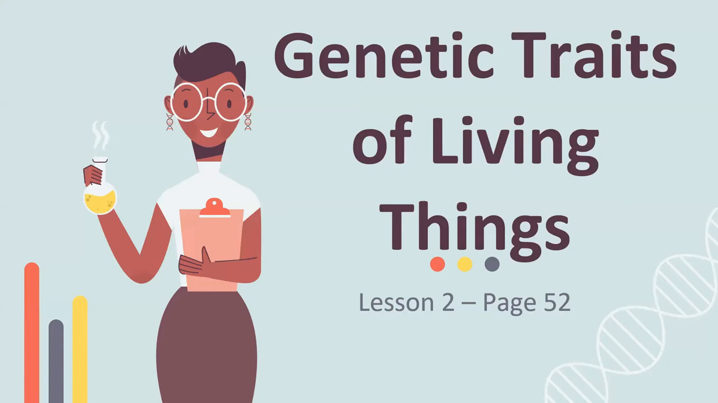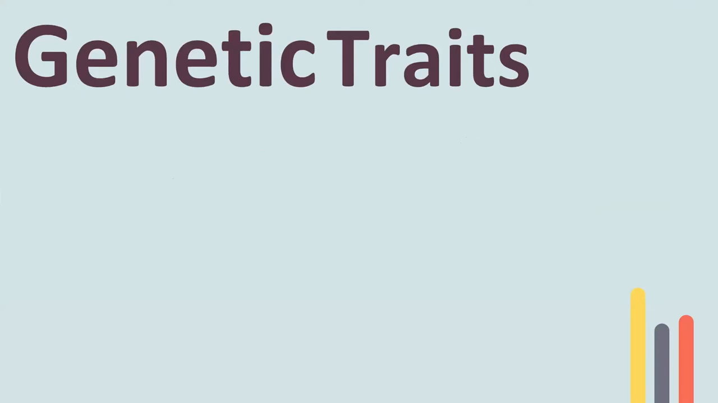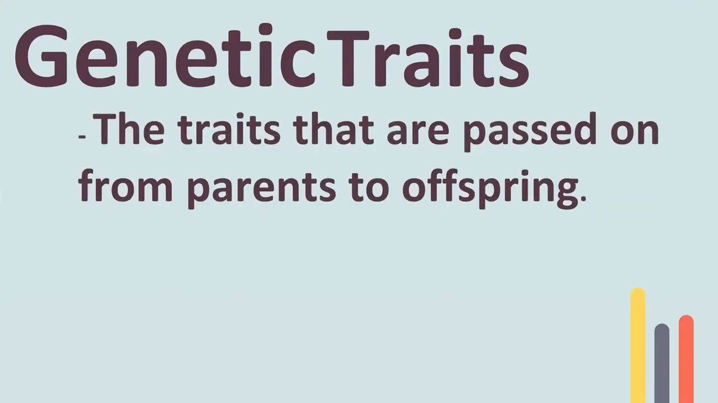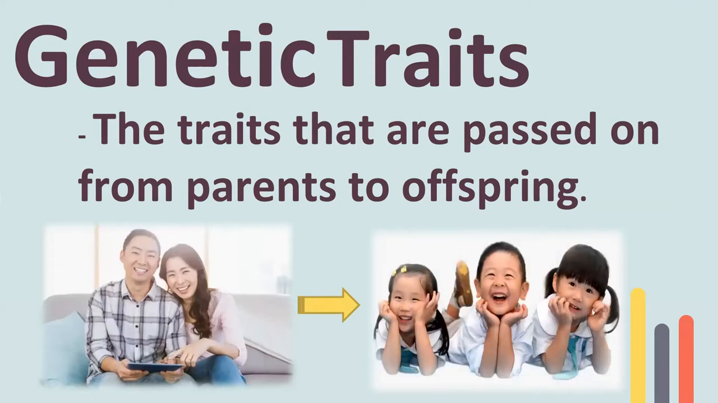You can see this on page 52 of your science book. For this video, I am going to focus only on genetic traits of humans. First, let's define what genetic traits are. These are the traits that are passed on from parents to offspring. Parents pass on their physical traits to their offspring. When a baby is formed, some of the traits from the mother and some from the father are joined to form the baby. These traits are called genetic traits.